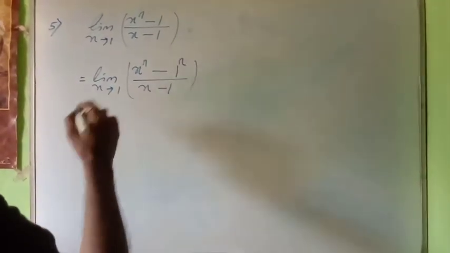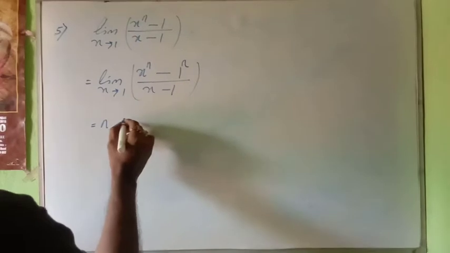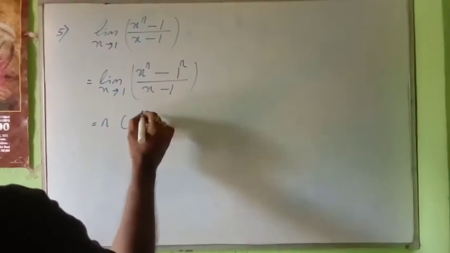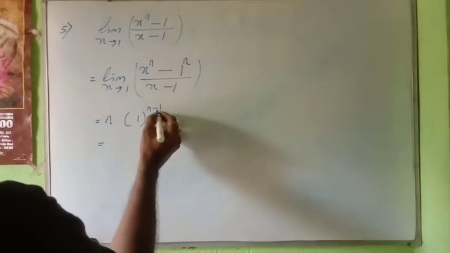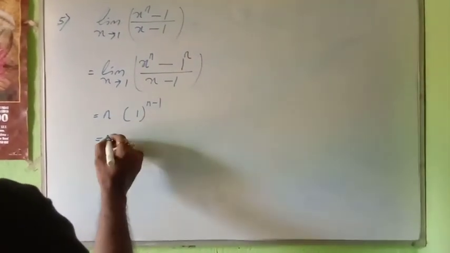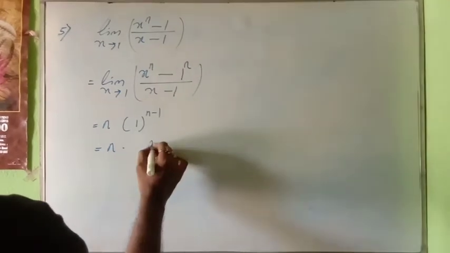What is the formula here? n into a to the power n minus 1. The final answer is what? 1 is multiplied n minus 1 number of times, so the answer is 1. That is n into 1, which is n. This is the answer of number 5.